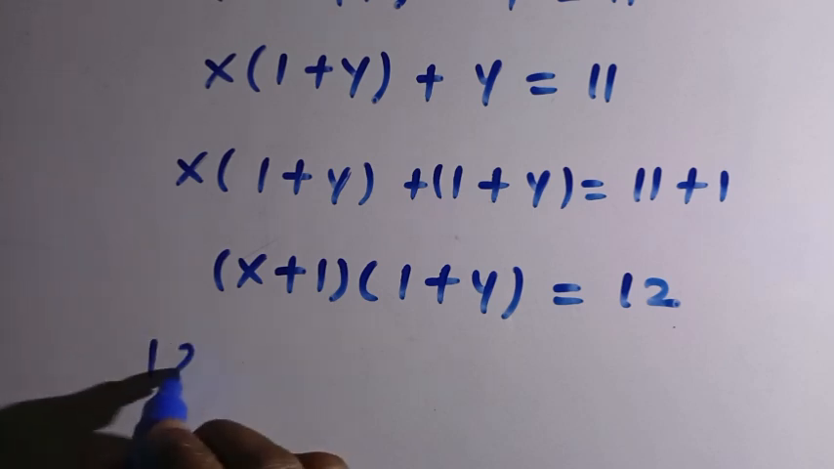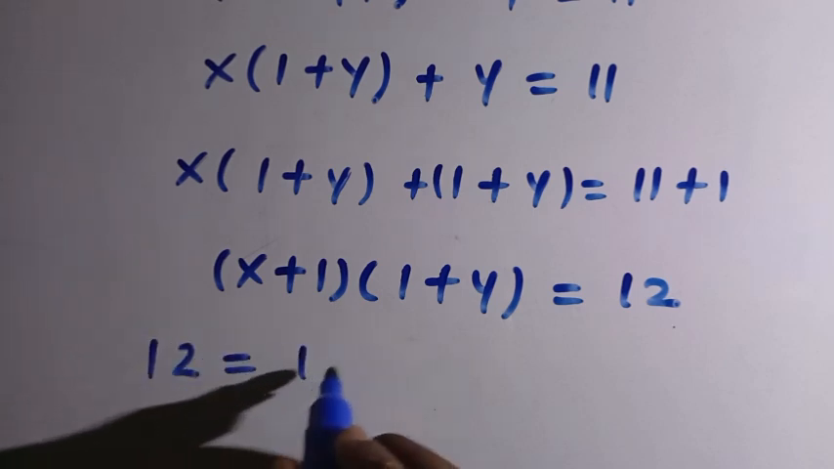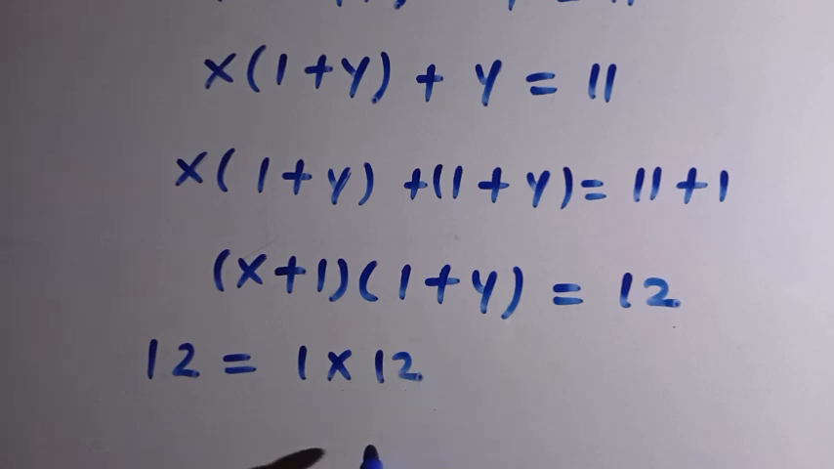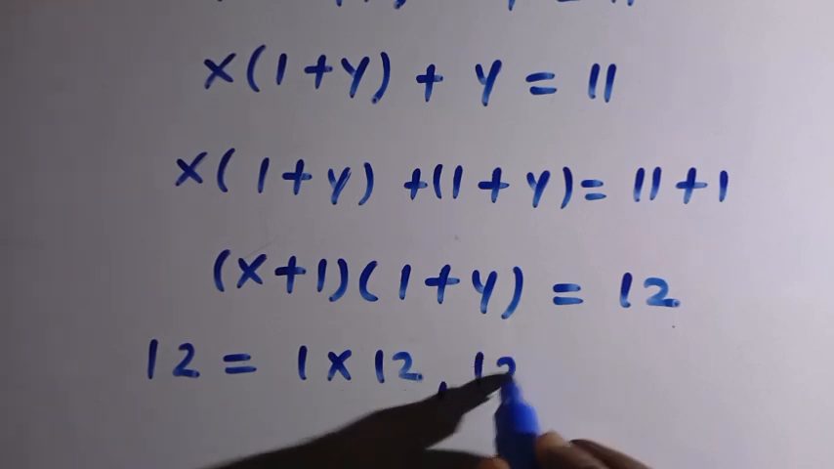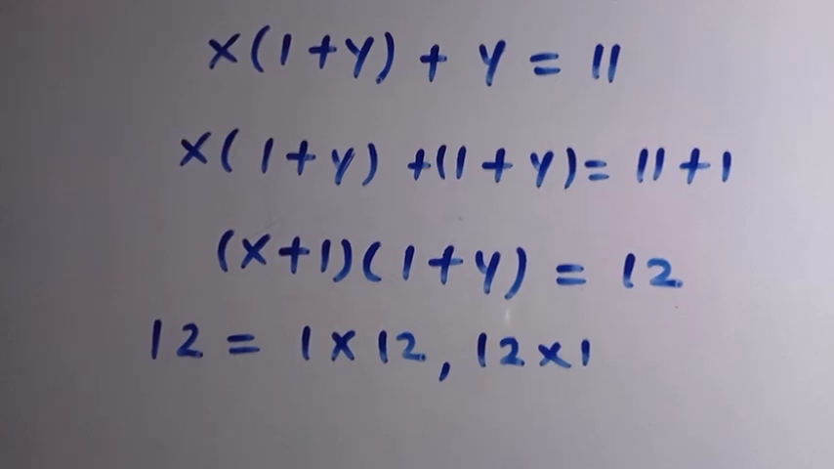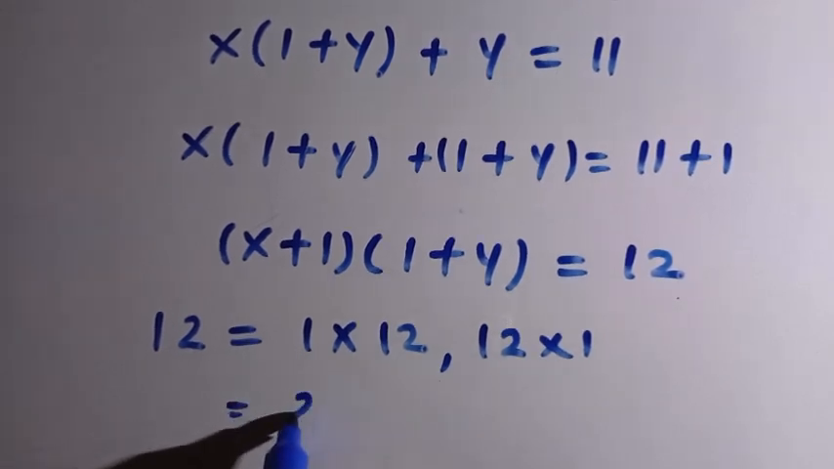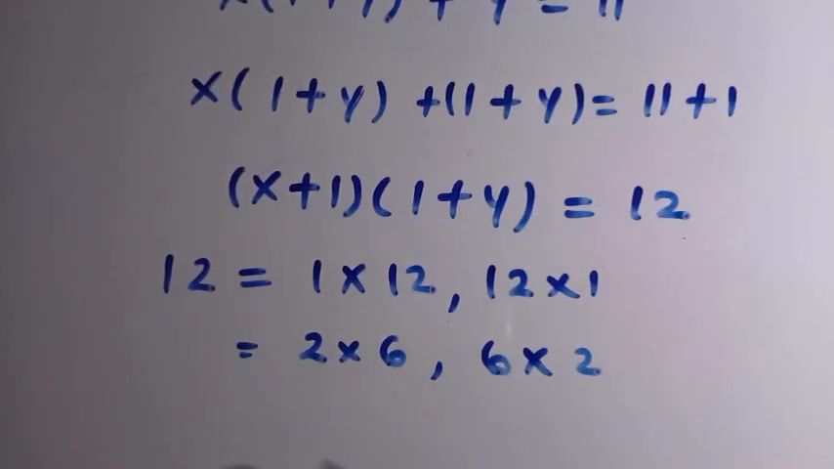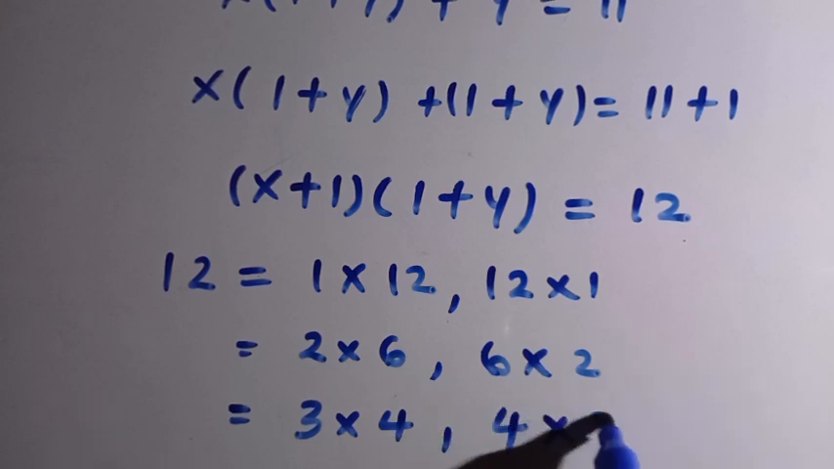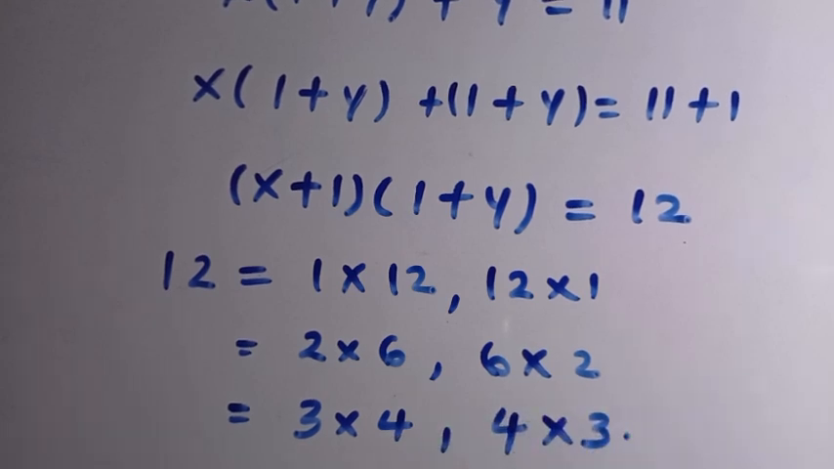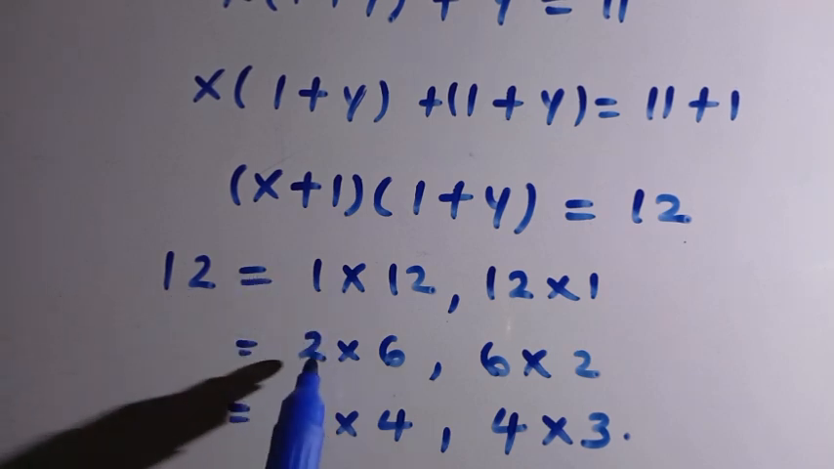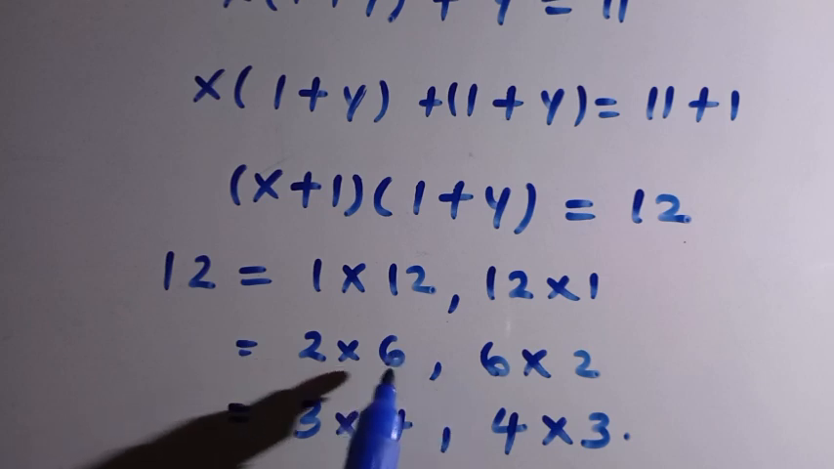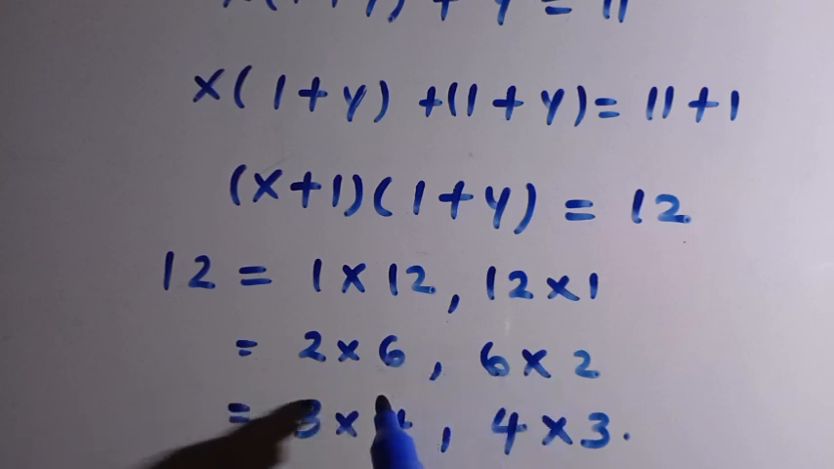So the first one is 12. It can be equal to 1 multiplied by 12. We can have 12 times 1 as well. Again, we can have 2 times 6, or 6 times 2. Then finally, we can have 3 times 4, or 4 times 3. These are the possible values we are going to get. But any of these two we take for either x + 1 equals 2 or 1 + y equals 6, compared with this one, we get the same result.